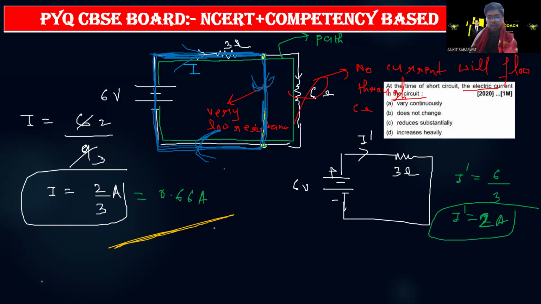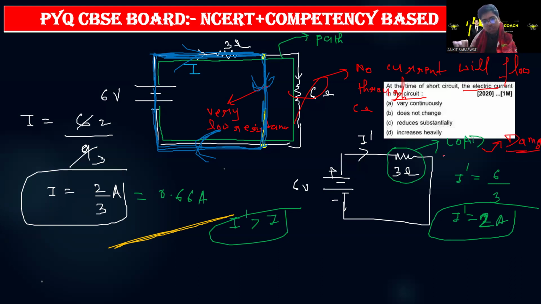Now you can check the current is increasing. It increases heavily. Earlier it was 0.66, now it is 2 ampere. I dash is greater than I. Then what is the impact of this? The impact is on this device, the 3 ohm, that is any appliance. Any appliance has resistance, and that is known as load. This load, or any electrical appliance, will be damaged because heavy current is going to pass through it.